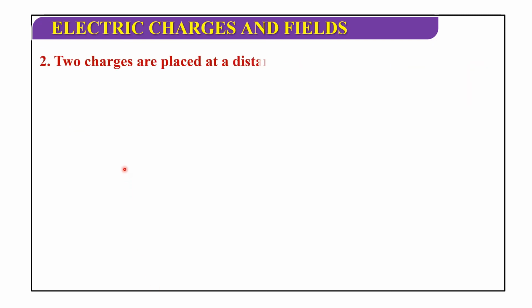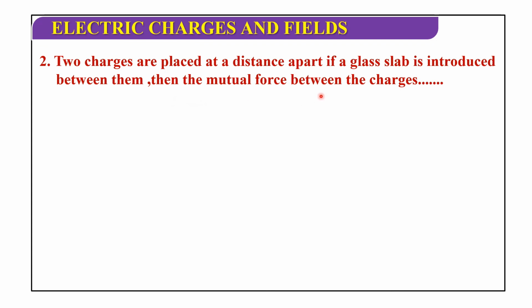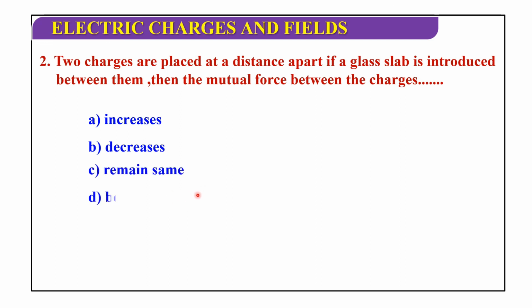Now, next one. Two charges are placed at a distance apart. If a glass slab is introduced between them, then the mutual force between the charges increases, decreases, remains the same, or becomes 0. So, two charges are placed at a distance apart. Now, we are introducing a glass slab between them. So, the mutual force between the charges decreases. So, the force is decreasing. So, the second option is correct.